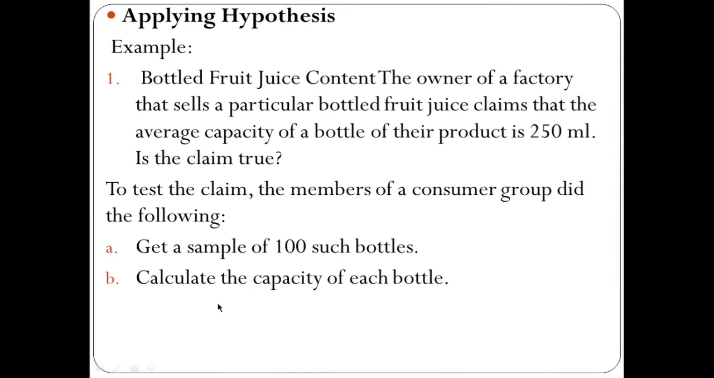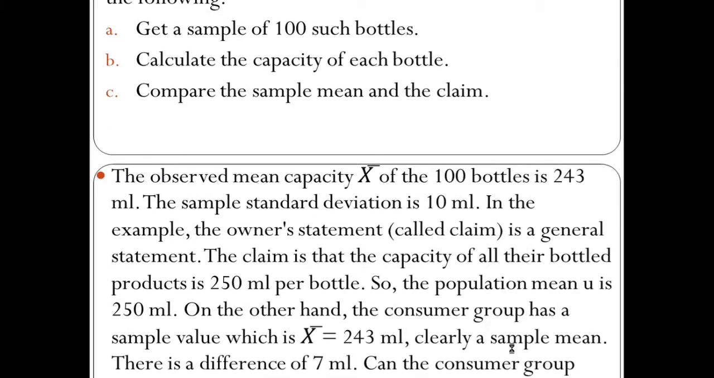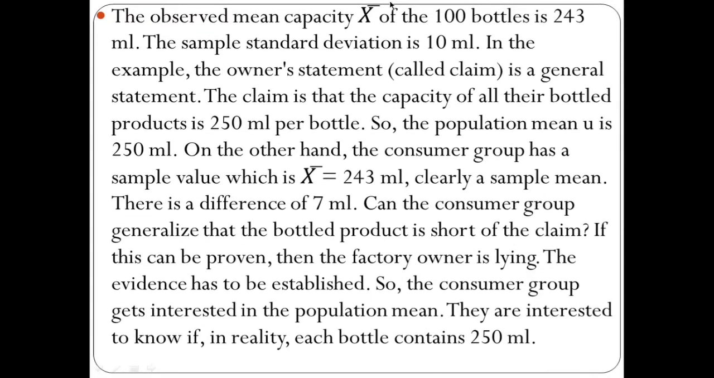Okay, so letter B, calculate the capacity of each bottle. So kukunin natin dito yung mean and standard deviation. Okay, so letter C, compare the sample mean and the claim. Okay, so we have here the observed mean capacity of the 100 bottles is 243 ml. Ito na po yung nakuha na mean ng mga consumer. Okay, so nakuha na po itong value for mean. Galing po to doon sa 100 bottles. Okay, so the sample standard deviation is 10 ml.